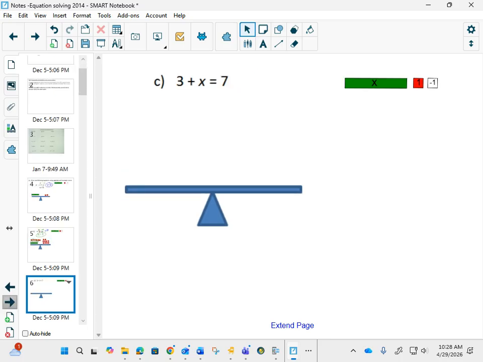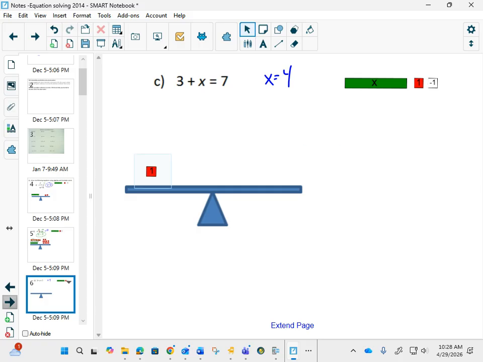Let's look at this next one. First of all, look at it. See if you can see the answer, but not say it out loud. What x is. Just look at it. 3 plus something is 7. Easy. Those are my easy items. You got it? I already see it. Okay. Did you get 4? Yes. Perfect.